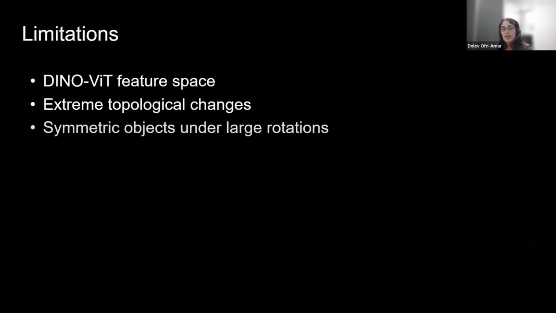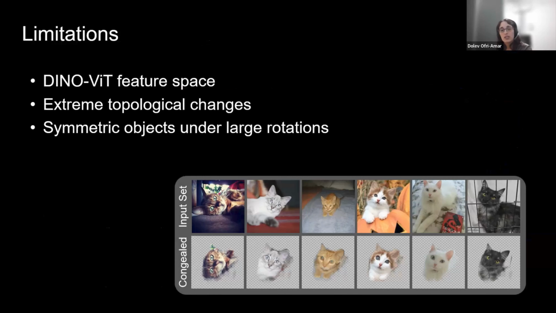And we also noticed that in sets containing symmetric objects with large rotation differences, the relative position between parts may affect the convergence and may lead to partial alignment, like we see here, where it matched the left eye of this cat to the right eye of the rest of them, together with the nose. So this happens with symmetric objects.